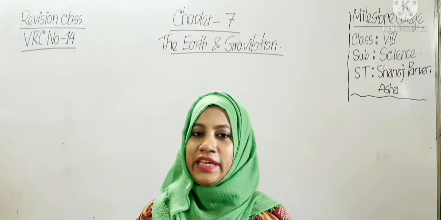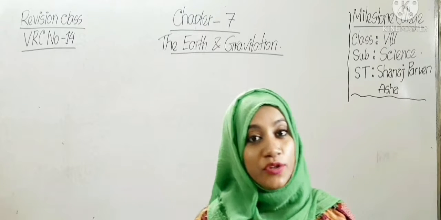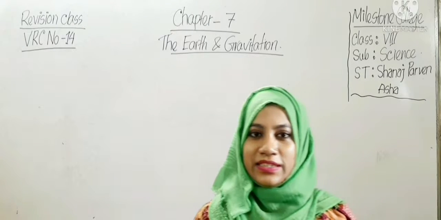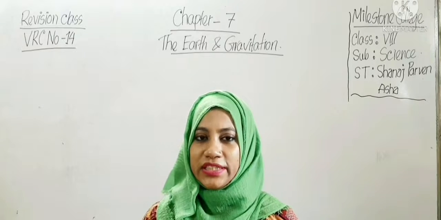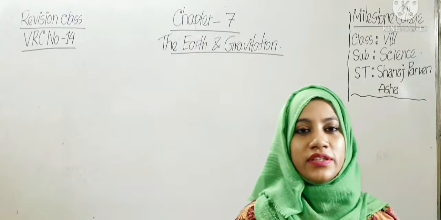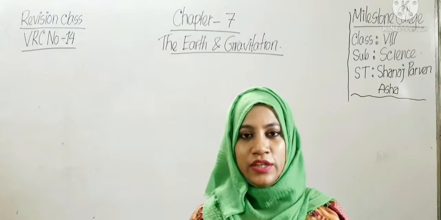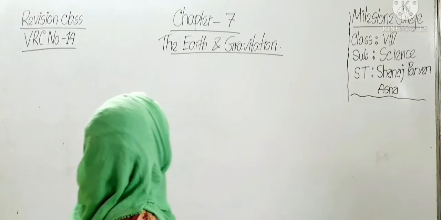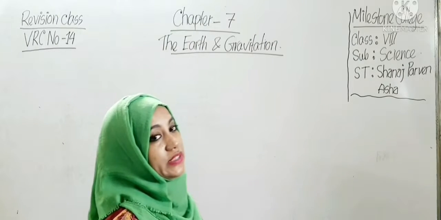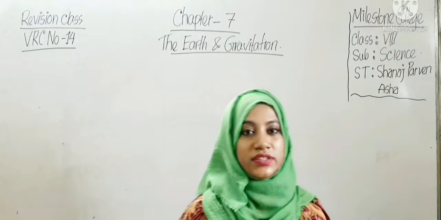So, here I'm beginning with a new science class, and obviously it is a revision class. We have already done the revision class of chapter 1, chapter 6. On the proceeding, we will do chapter 7 today, the earth and gravitation.